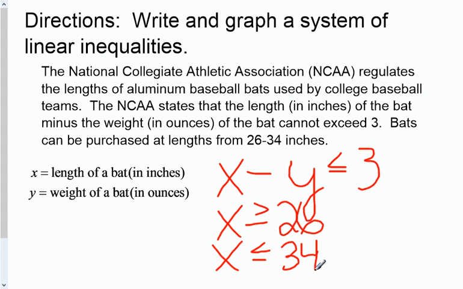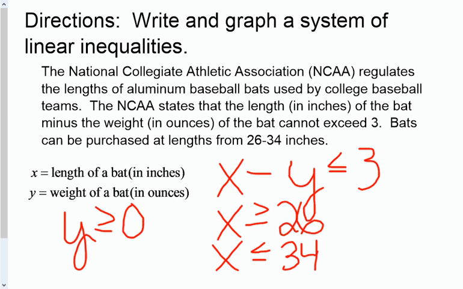Now, I've covered all the information that's in there, but there's one that is not written in there that you still need, and it's kind of just a common sense thing that you have to figure out. If we're talking about the weight of a bat, we've talked about how the different lengths it could be, but there has to be some weight to the bat. We can't have a negative weight, right? So the invisible inequality that's written in there is y is greater than or equal to 0, because it's impossible to have the negative weight of a bat.